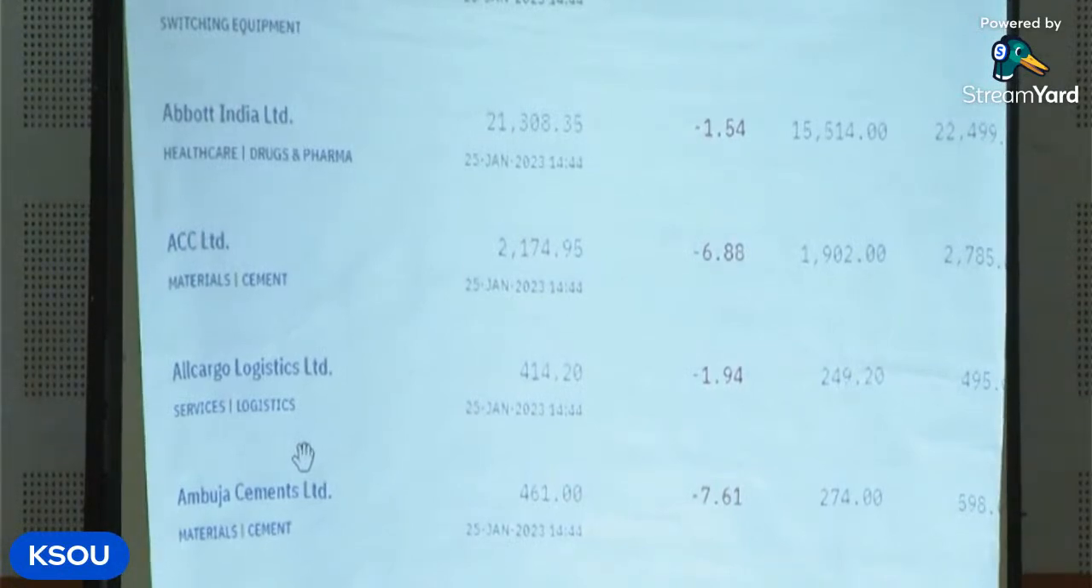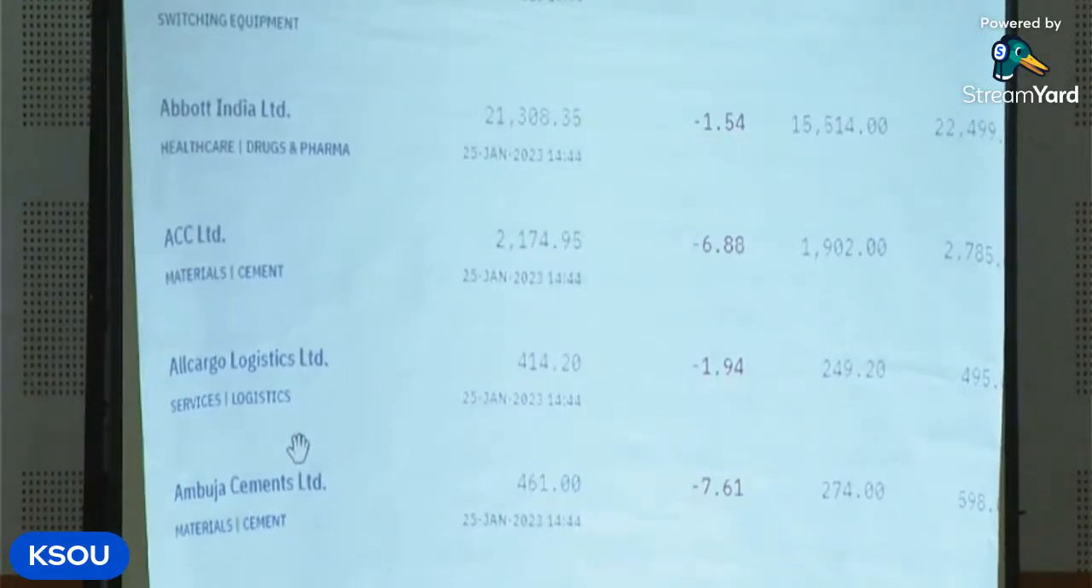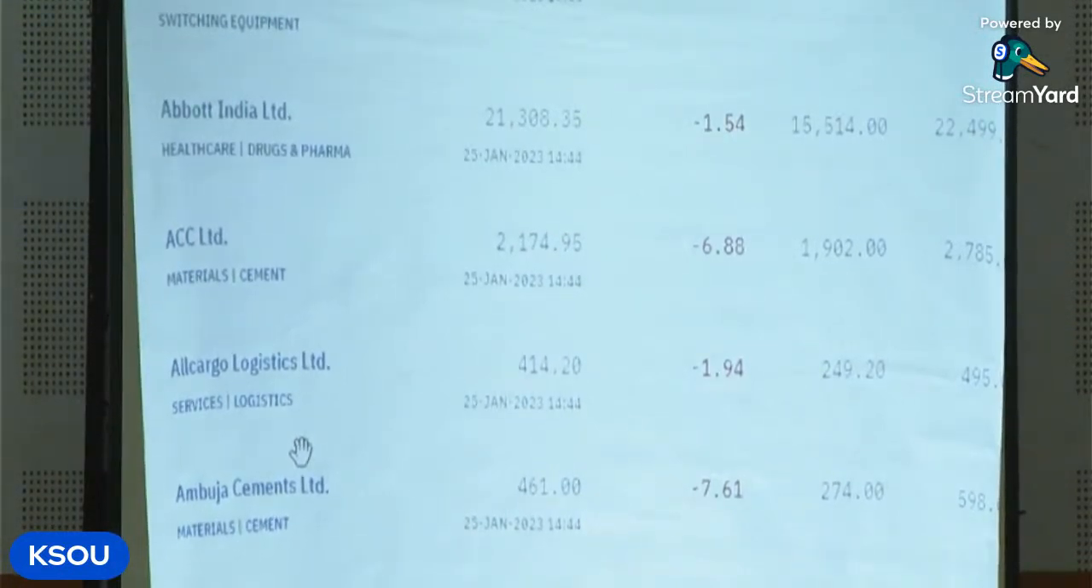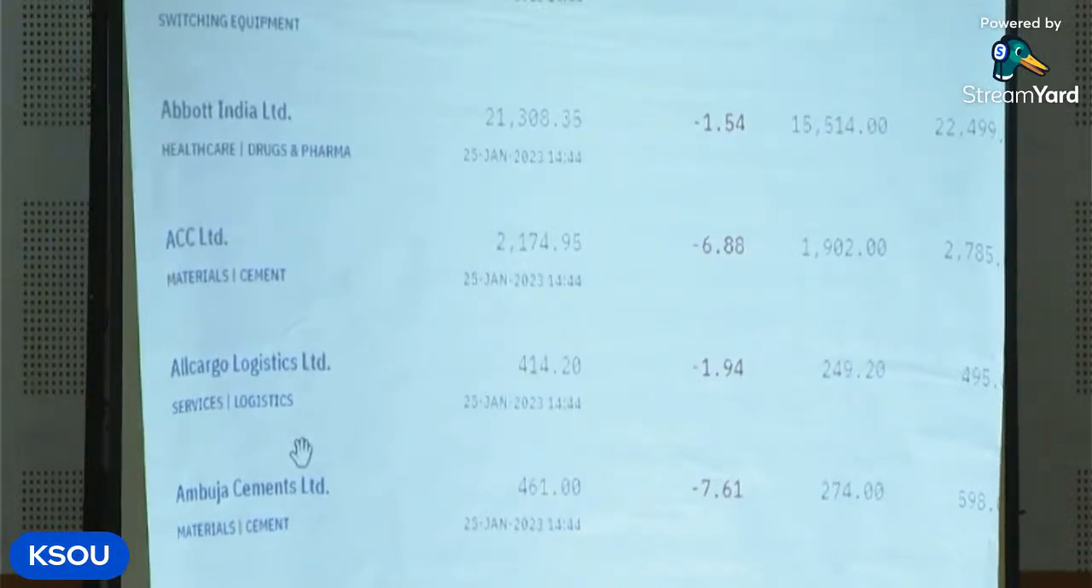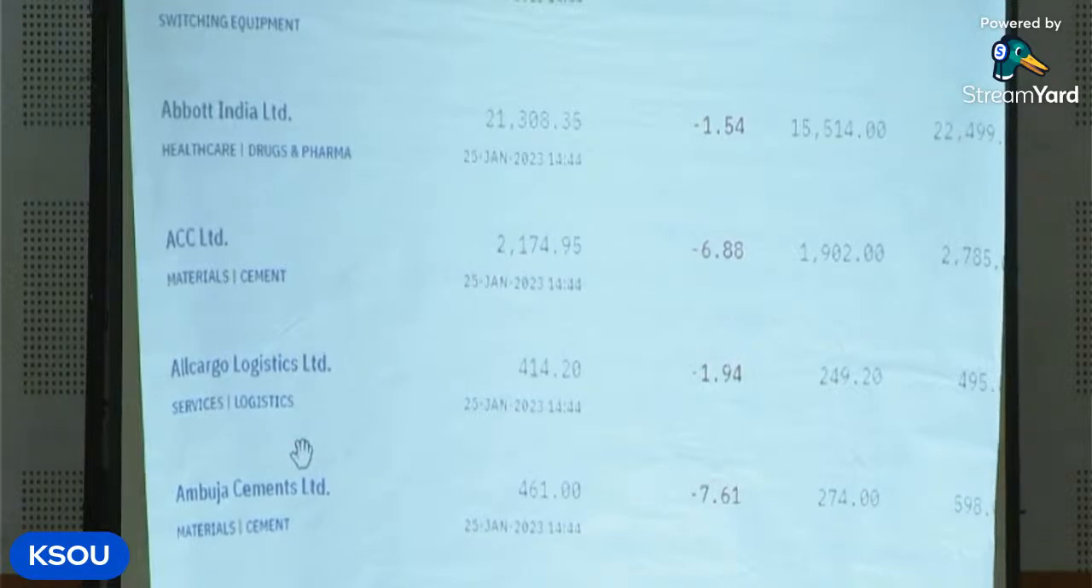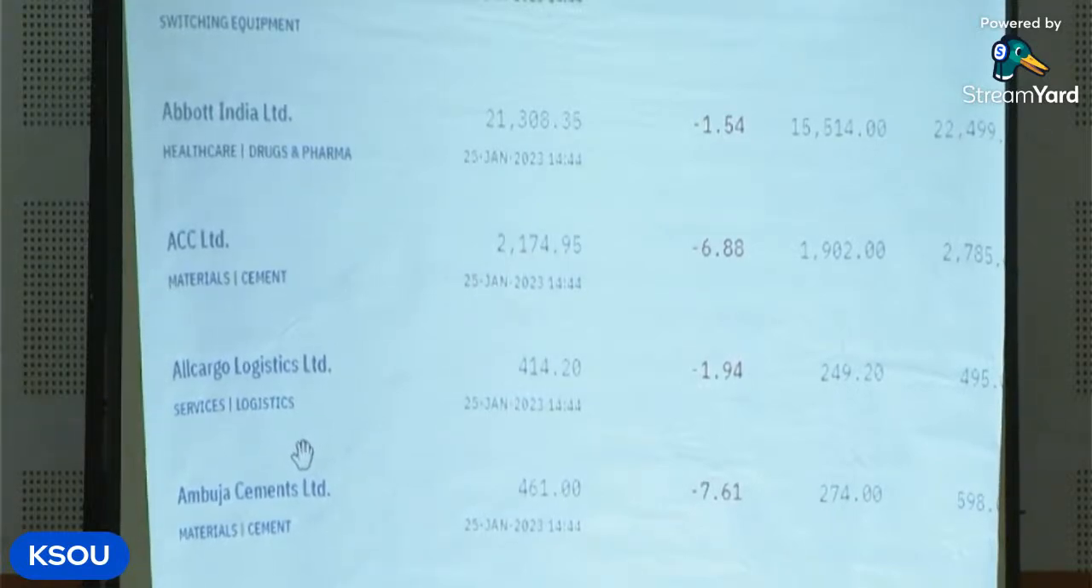90% of the time, these are the stocks which can give you good returns. Nothing is 100% accurate. We know that. Nothing can give us perfect results. But 90% of the time, you can see good returns.